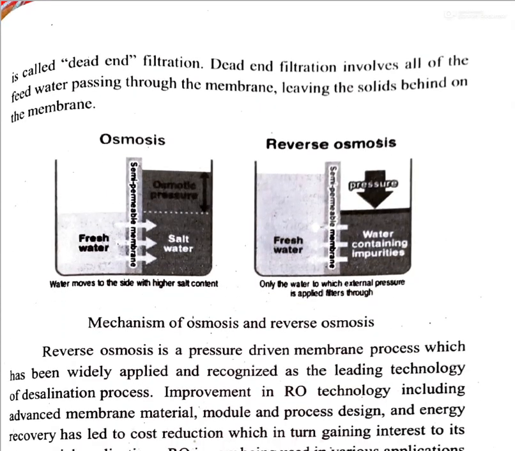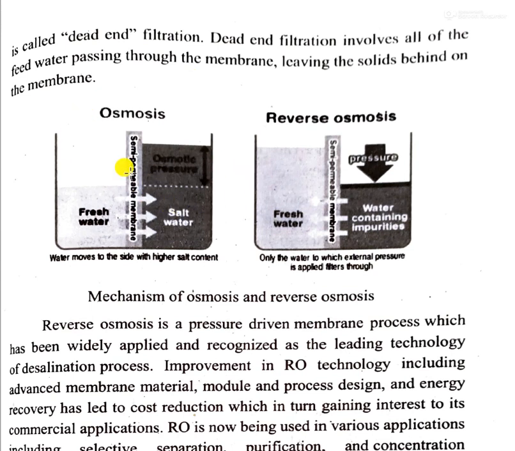In order to understand osmosis and reverse osmosis, a picture is given in your text. In the first case, osmosis is happening. Fresh water and salt water are separated by a semi-permeable membrane. In fresh water, the solvent molecules, that is the water molecules concentration, is higher. So the water molecules will penetrate the semi-permeable membrane and enter the salt water, because in the salt water there is salt content, but the salt molecules will not be permitted to pass through the membrane. So the content of water molecules, the solvent molecules, is lesser there. Therefore more water molecules from the fresh water compartment will enter the salt water. This is the process of osmosis.